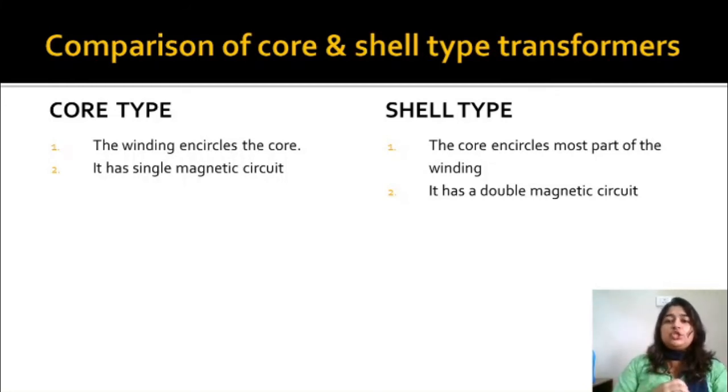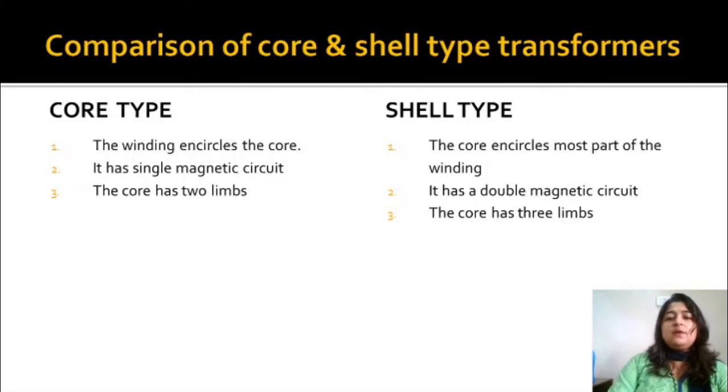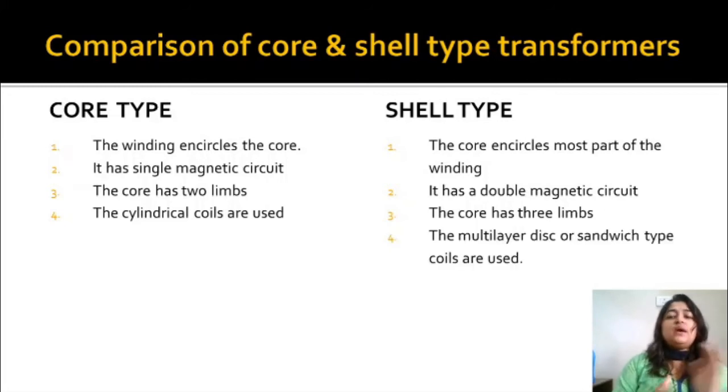But what happens in shell type? The winding is on the middle limb, so when the flux comes out, it will bifurcate and complete its path through both the other limbs, the outer limbs, right? And hence it is a double magnetic circuit. In core type, the core has two limbs. In shell type, the core has three limbs. In core type, cylindrical coils are used, while in shell type, multi-layered disc or sandwich type coils are used.